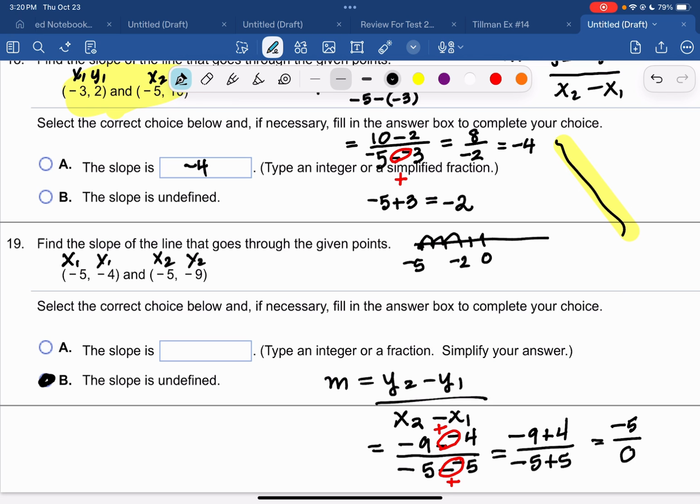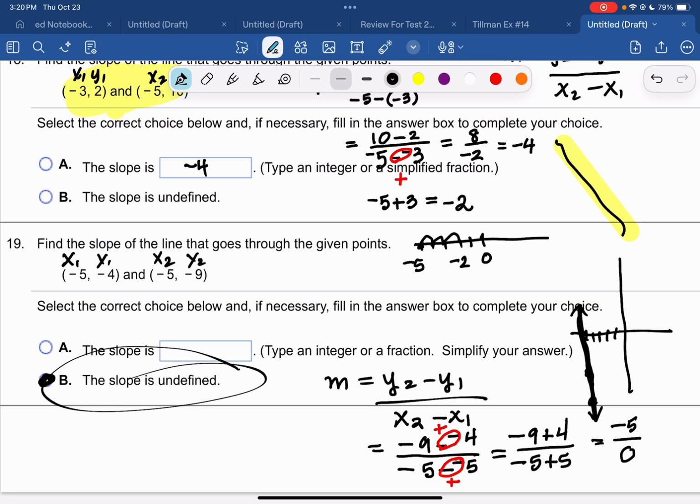Now, a quick sketch of this one. Look, I'm going over to -5, and I'm going down to -4, and I'm going over -5. Look, my x's line up. That's a straight up and down line. That's a vertical line. All vertical lines have an undefined slope.